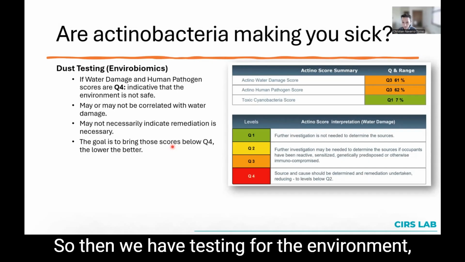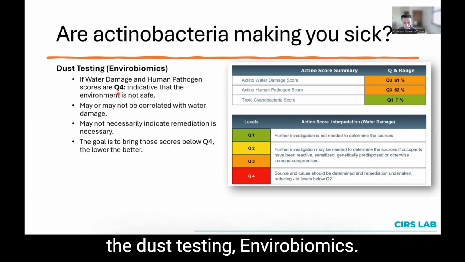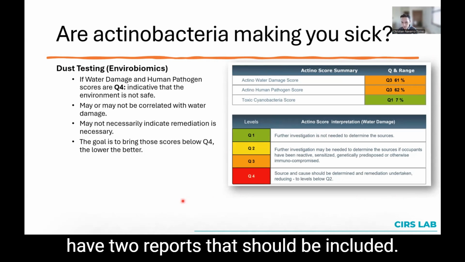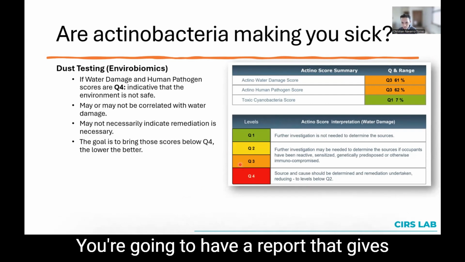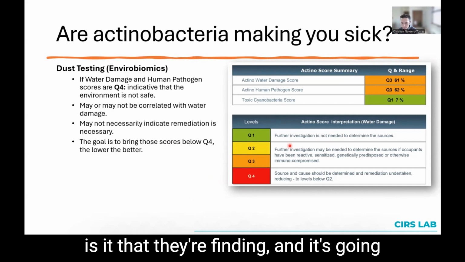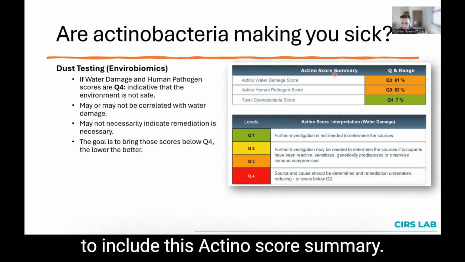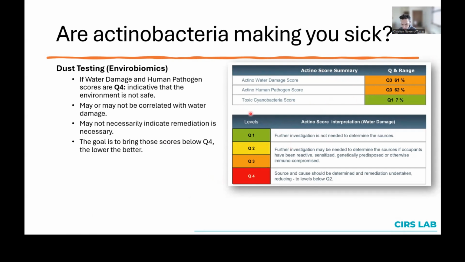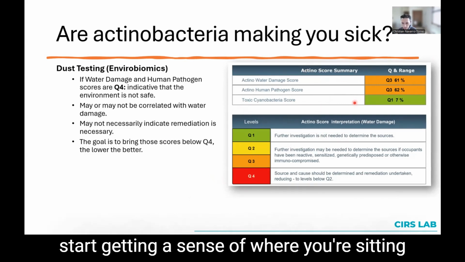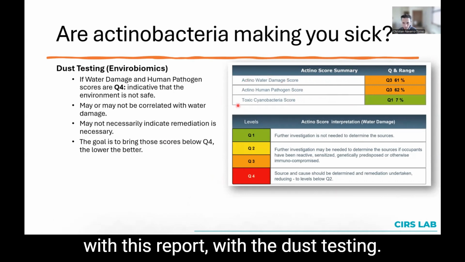So then we have testing for the environment, the dust testing, Envirobiomics. When you do Actino testing, you have two reports that should be included. You're going to have a report that gives you sort of a general breakdown of what it is that they're finding, and it's going to include this Actino Score Summary. So that's one report. And already just looking at this, you can start getting a sense of where you're sitting with this report, with the dust testing.